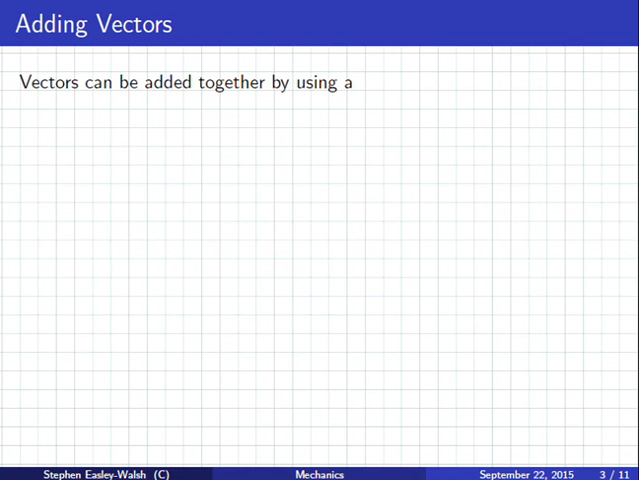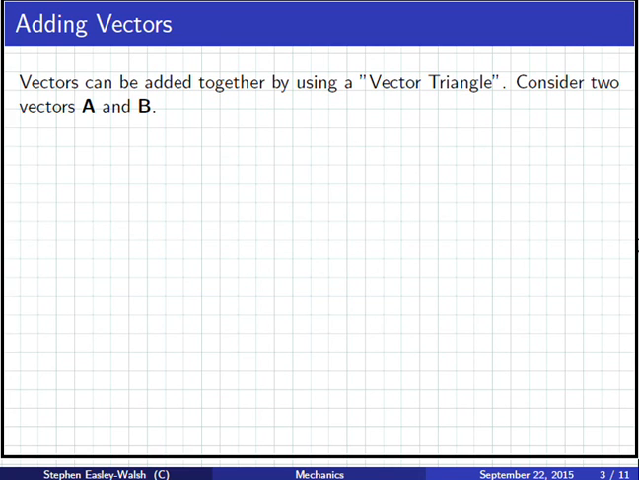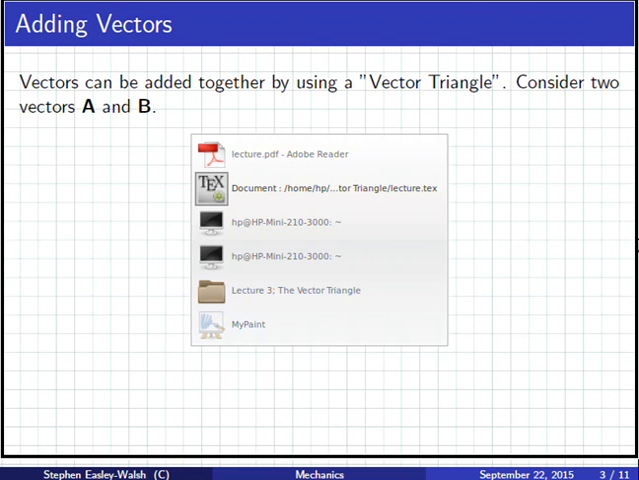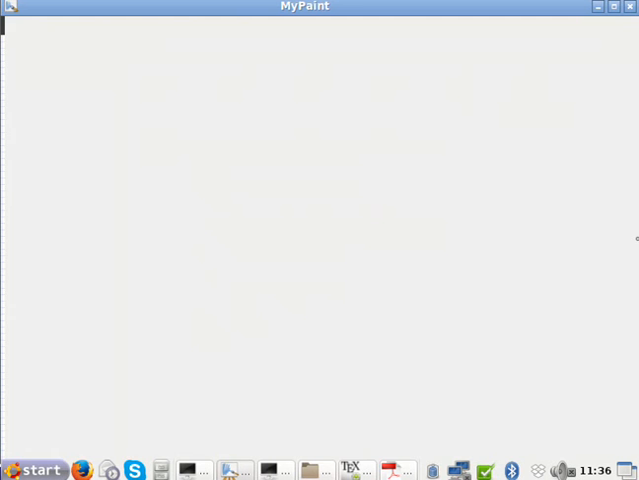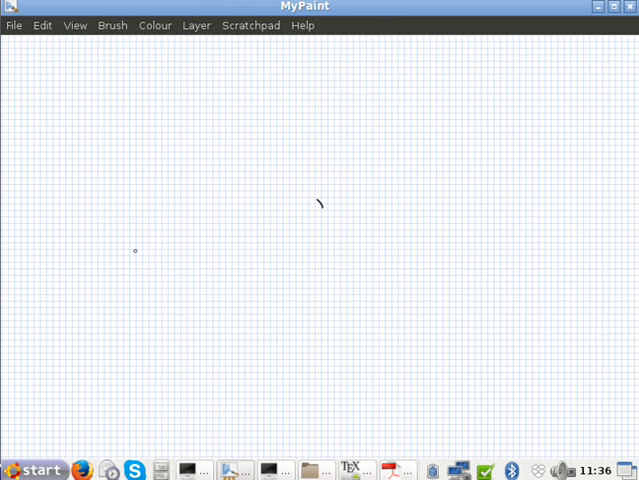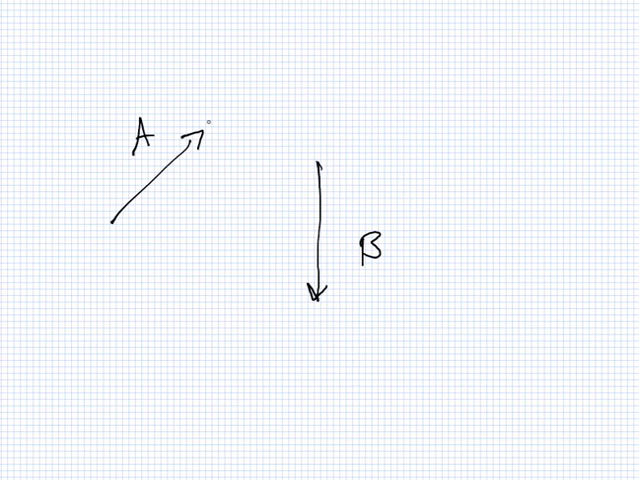So we can add vectors together. This is allowed. We can add vectors together using a vector triangle. So if I have two vectors A and B, let me actually draw it over here. Here is vector A, and maybe here is vector B. How do I add these together to make a new vector? In other words, how do I do this, A plus B?